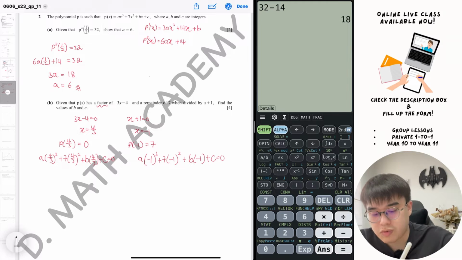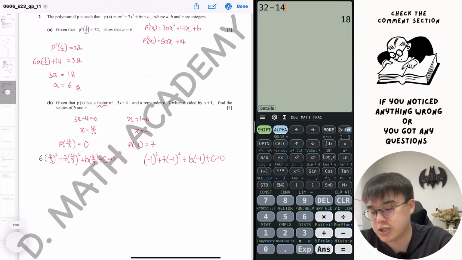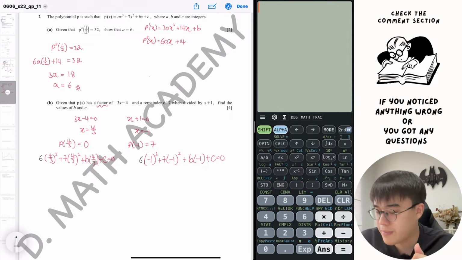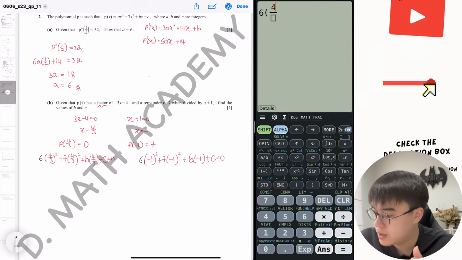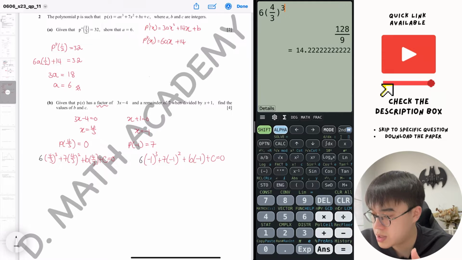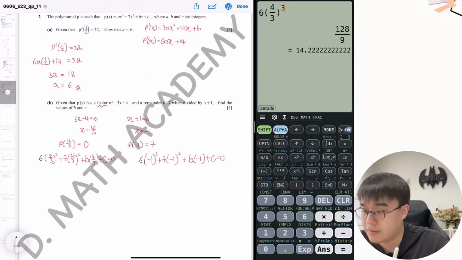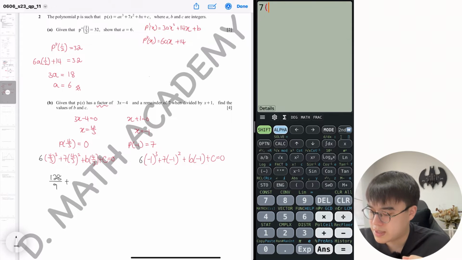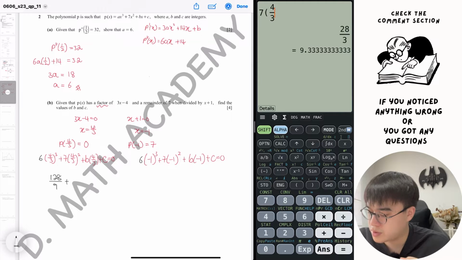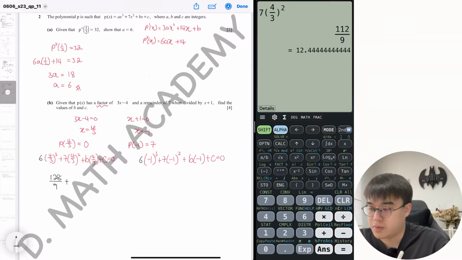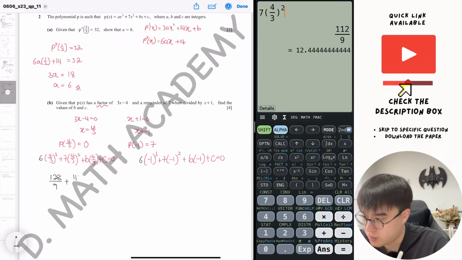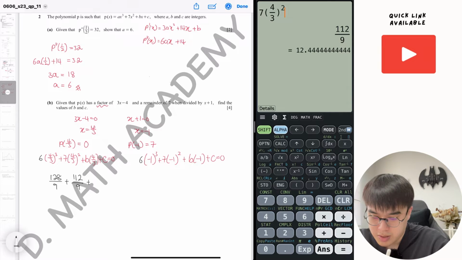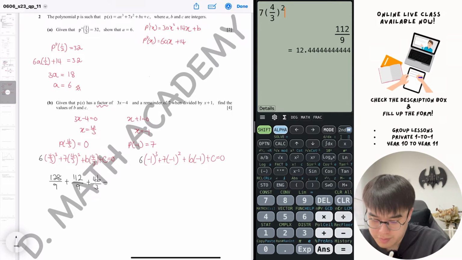One additional thing that will change here will be the a, because we actually figured out that the a is actually 6. So this type of manual calculation should be done beforehand. So I have 128 over 9 followed by 7 (4 over 3) squared. You will get 112 over 9 plus 4b over 3 plus c over 1 equals to 0.